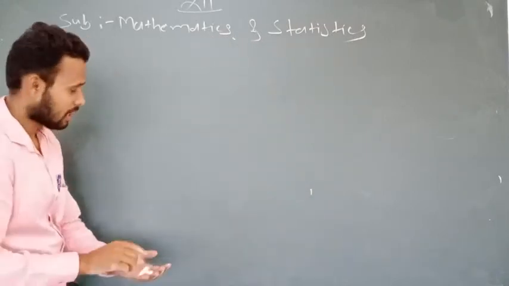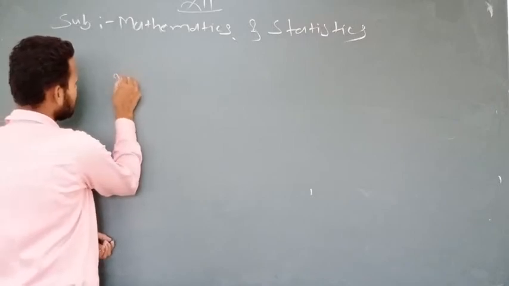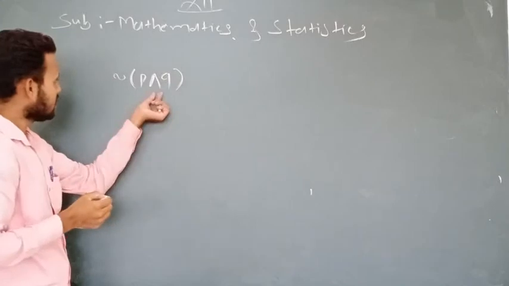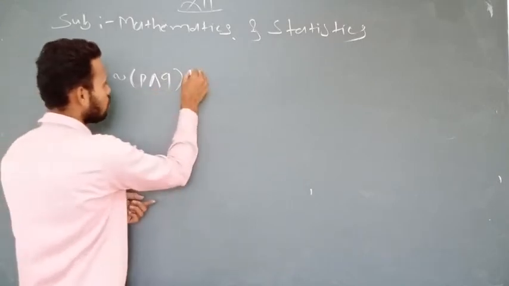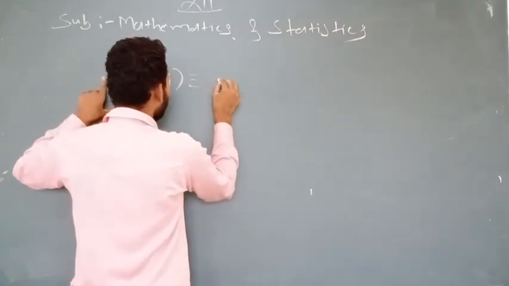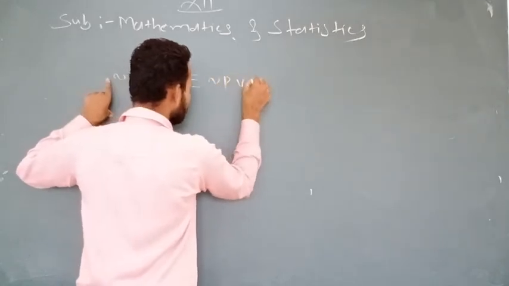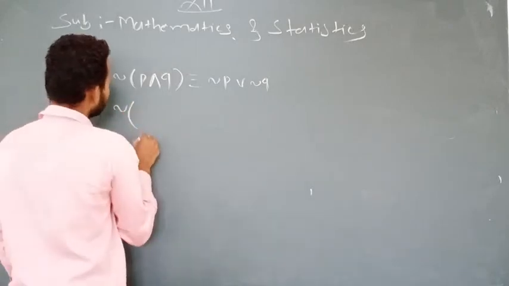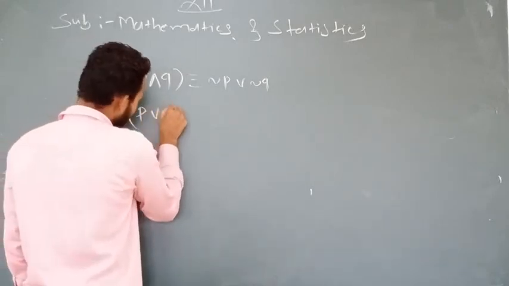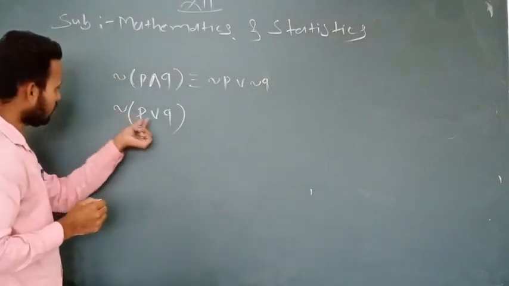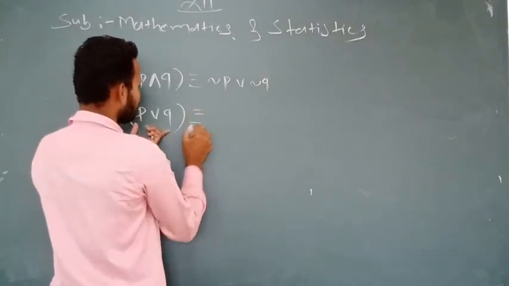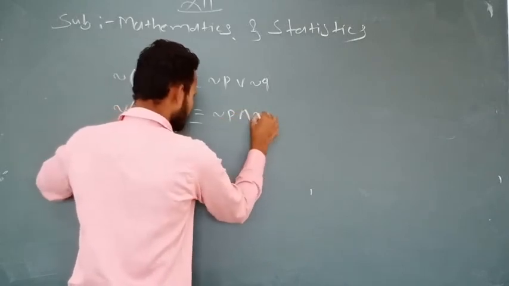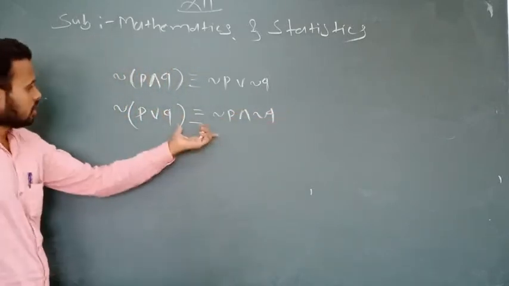Now the next one is negation of negation. We saw first the negation of a conjunction: the negation of the conjunction of two simple statements P and Q is the same as the disjunction of their negations. And the negation of the disjunction of two statements is the same as the conjunction of their negations.